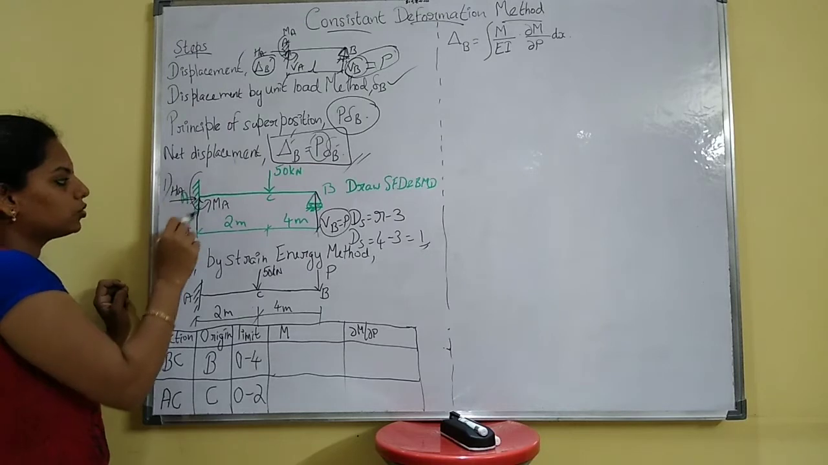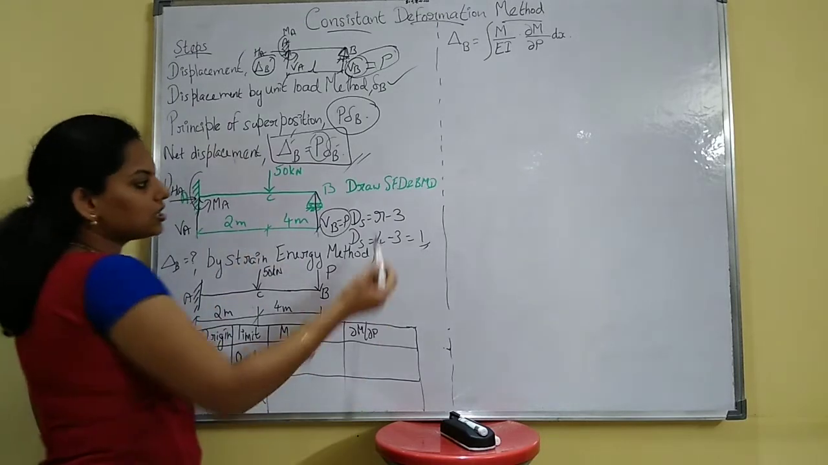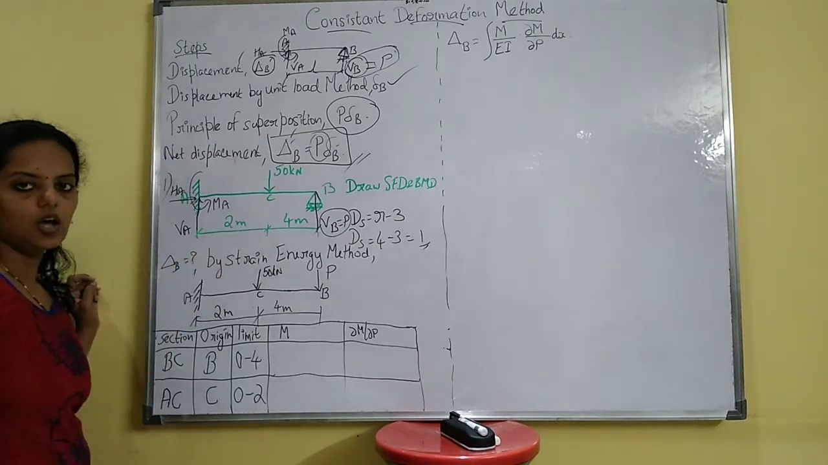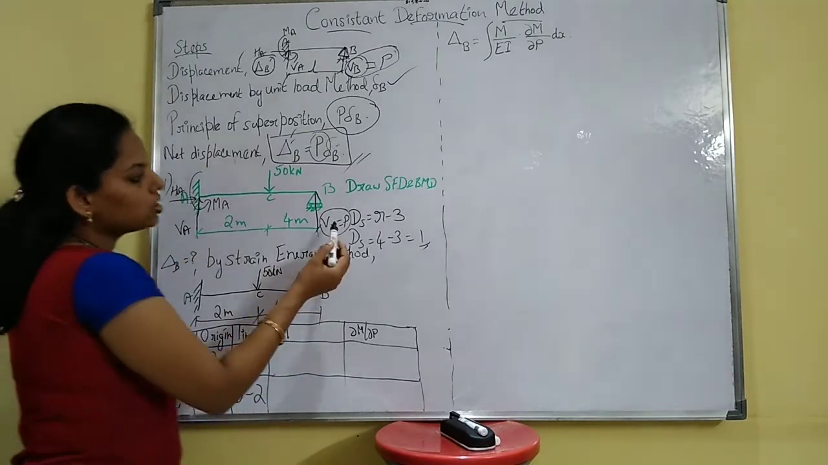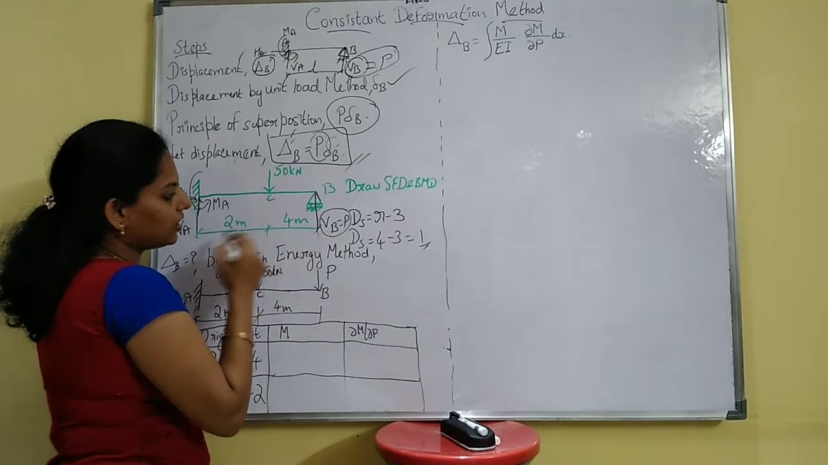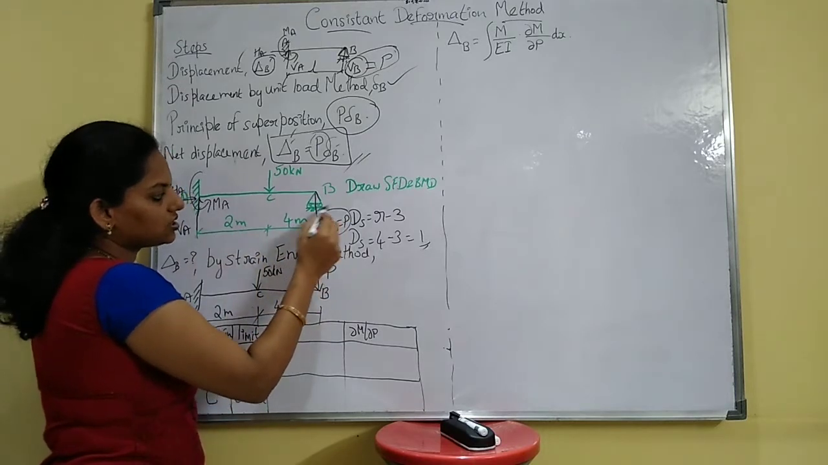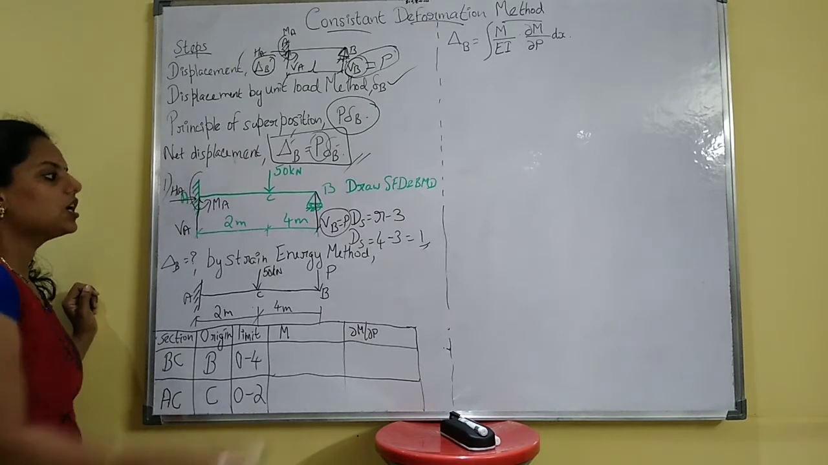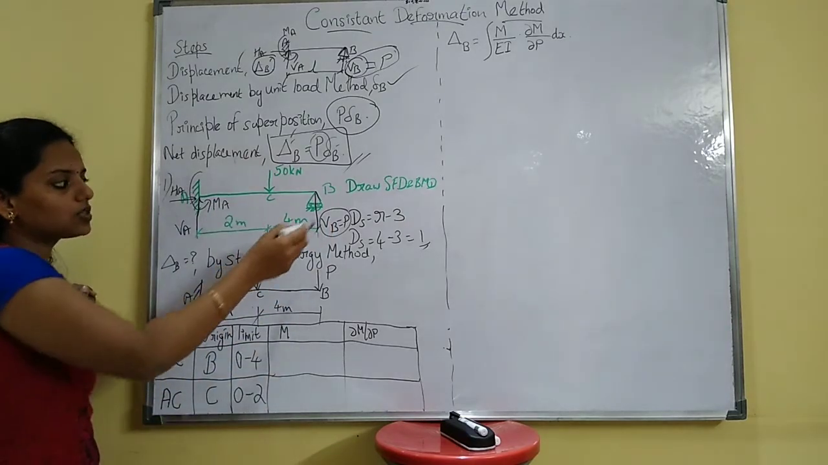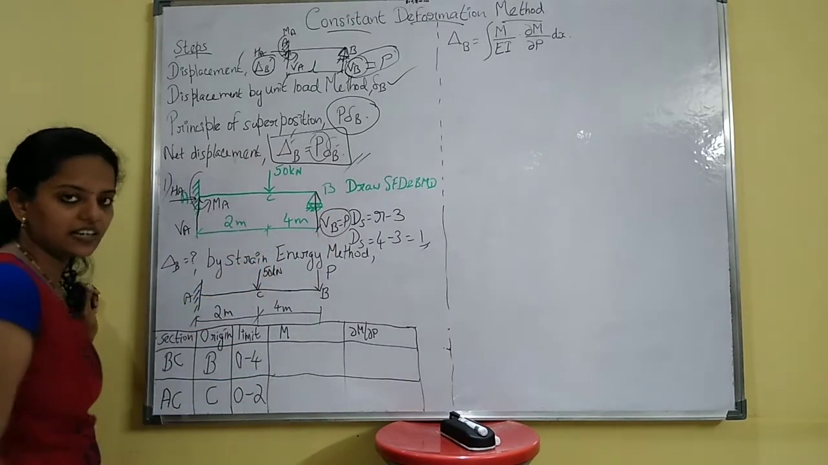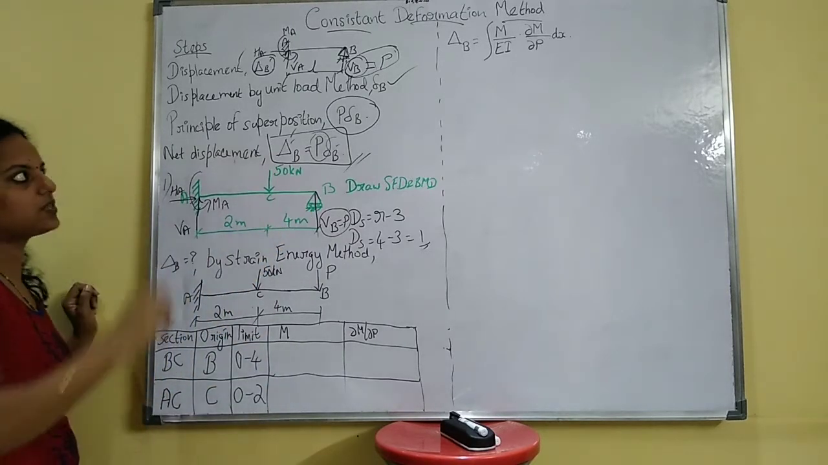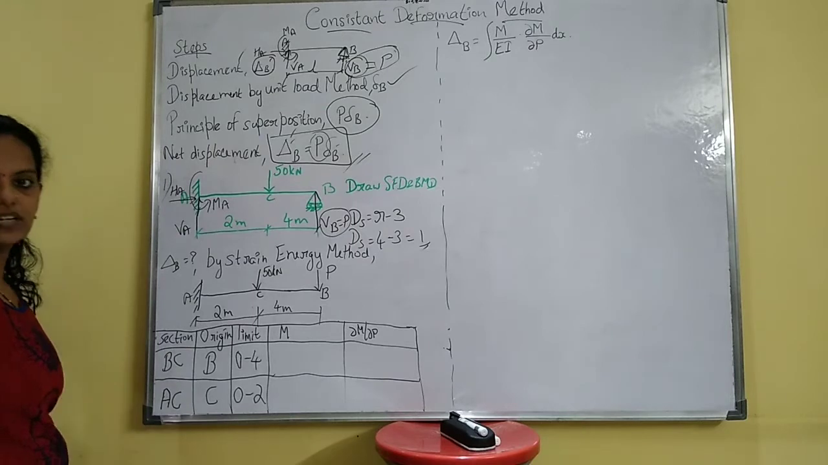So 1, 2, 3 and 4 reactions. So 4 minus 3 is nothing but 1. So it will have one redundant force. Just substitute it anywhere as the one redundant force. Just assume VB equal to P as the redundant force. So I have assumed this as a redundant force. At that point you have to find out the displacement, both capital delta B and small delta B.